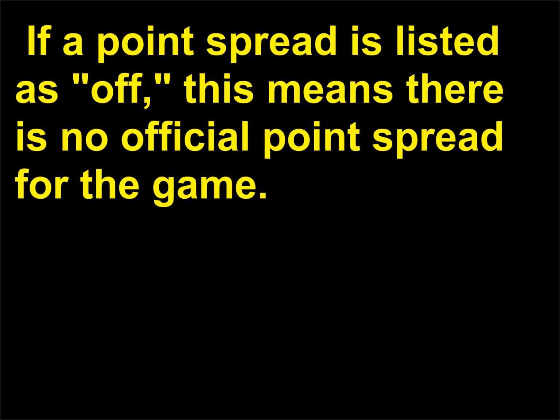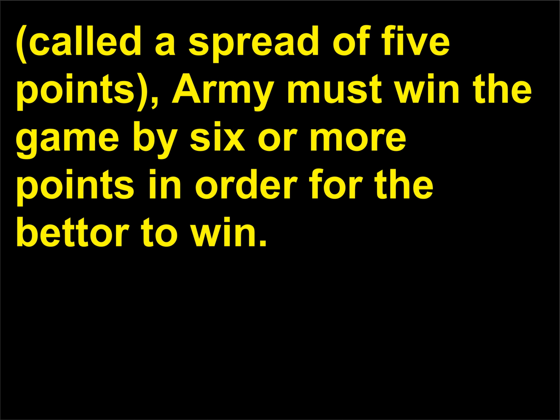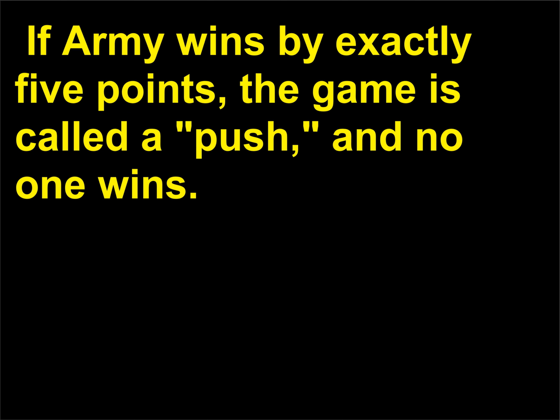If a point spread is listed as off, this means there is no official point spread for the game. For example, if a person picks Army to win, and the team is favored to beat Navy by 5 points, called a spread of 5 points, Army must win the game by 6 or more points in order for the bettor to win. If Army wins by exactly 5 points, the game is called a push, and no one wins.